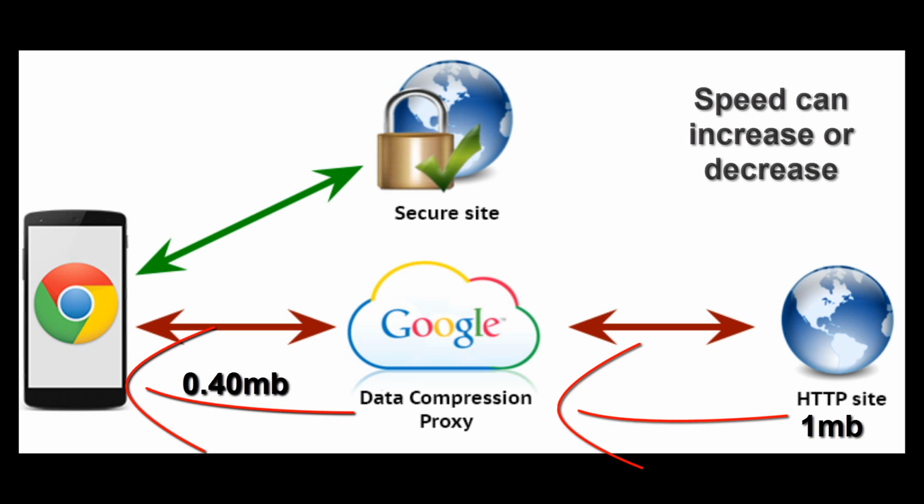The first one is the speed. If you have an LTE network like me, you may notice a dip in speed. You may not, it depends. The reason is that before you actually get it, it has to go to Google or whoever. They have to compress it and send it to you. Mind you, this happens in a matter of milliseconds, so you're not going to be sitting there for half an hour waiting for a page to load. But it may slow it down.